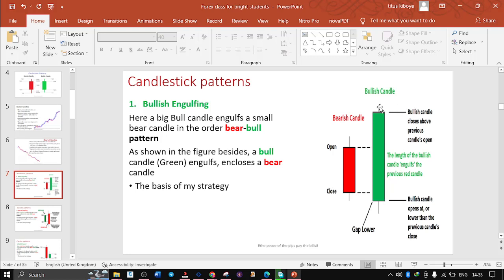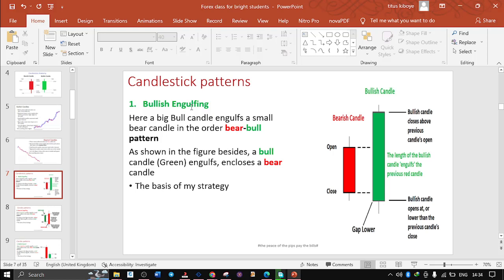But now, when we put a bearish candle beside a bullish candle, we form a bullish engulfing. A bull candle engulfing a small bearish candle. The pattern is called bullish engulfing. Do you get that?